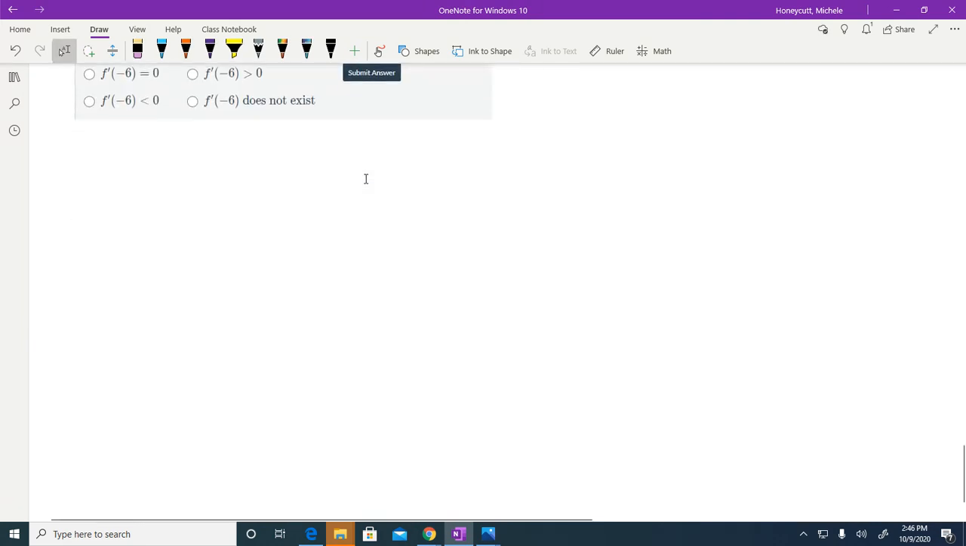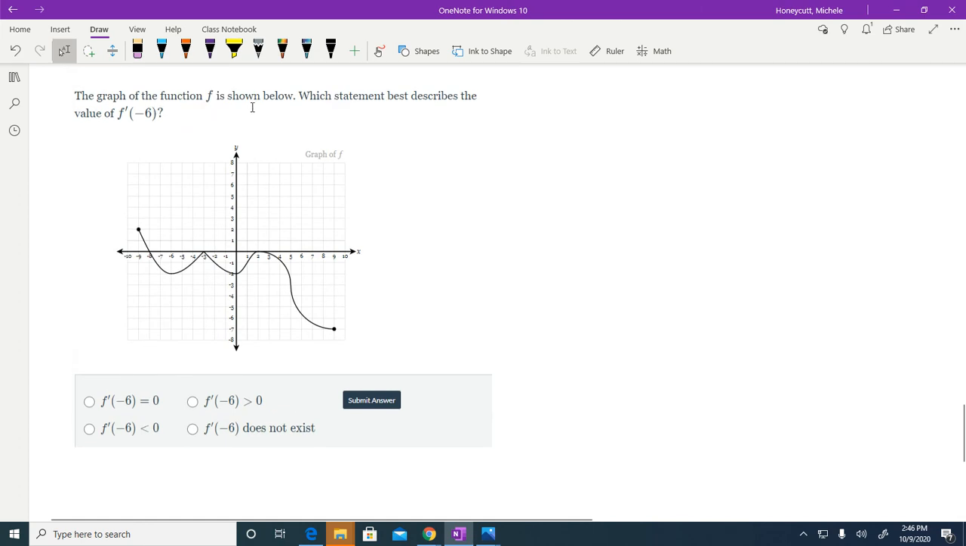And then, finally, the graph of the function f is shown below. Which statement best describes the value of f prime of negative 6? Well, at negative 6, it's right here. Sketch in my tangent line. Looks to be horizontal. So f prime of negative 6 would be 0.